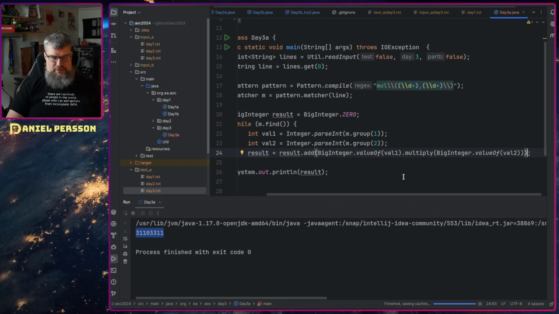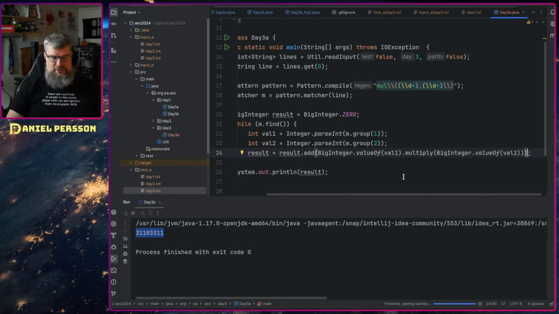So day 3 was not that complicated as long as you can do patterns. Patterns helped us a bunch here, and I think the pattern could actually be up here, just to simplify it a bit. But let's look at what we actually did here. First off, we have this function where we read in the lines, and we had a different part B and part A when it comes to the test data, so that we need to keep in mind.